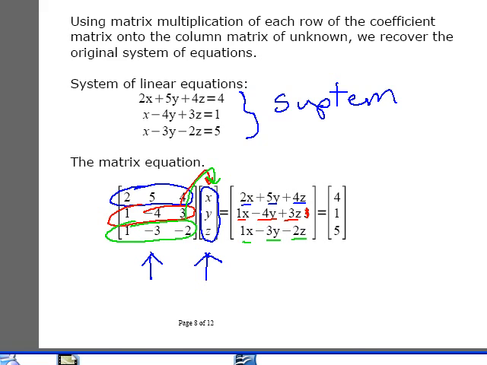This is a 3 by 1 matrix. This is a 3 by 1 matrix. They have a chance to be equal. If they're equal, that means this must equal this. And it does. Here's my equation right here. So you see, by writing it in matrix form and then performing matrix multiplication, I get the original system back.